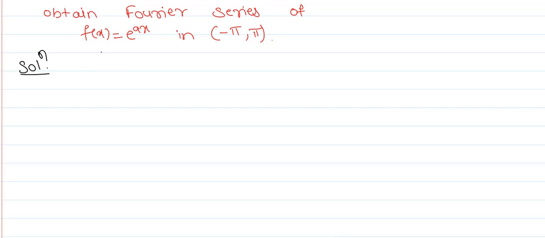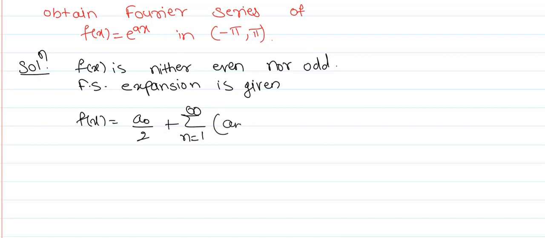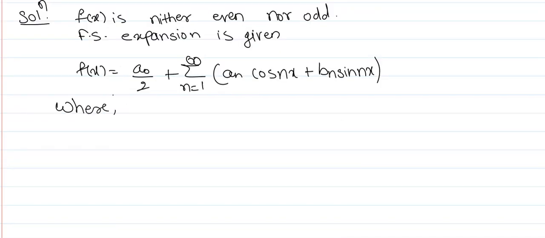Given example is of Fourier series in minus pi to pi, and we have to obtain the Fourier series expansion of f of x is equal to e raised to ax. Now this given function is neither even nor odd, and its Fourier series expansion is given by f of x is equal to a naught by 2 plus summation 1 to infinity a n cos nx plus bn sin nx. We have to find the values of the Fourier coefficients.